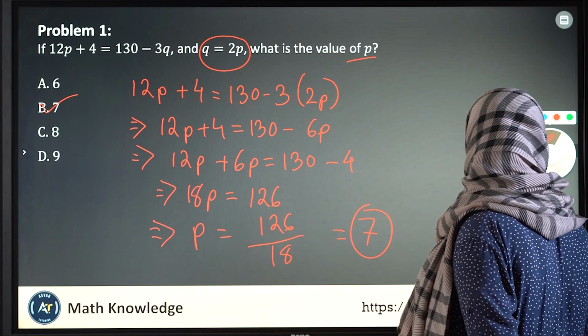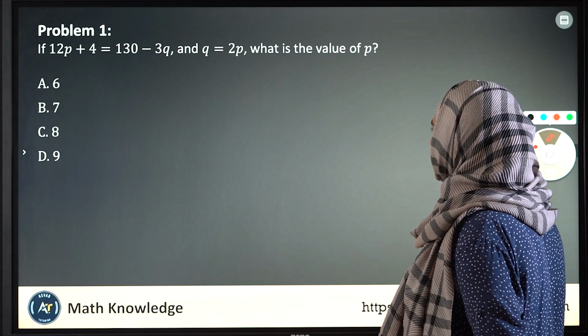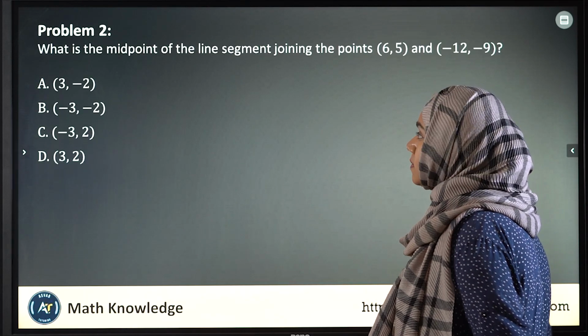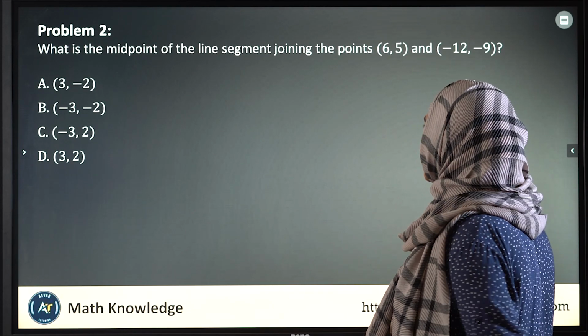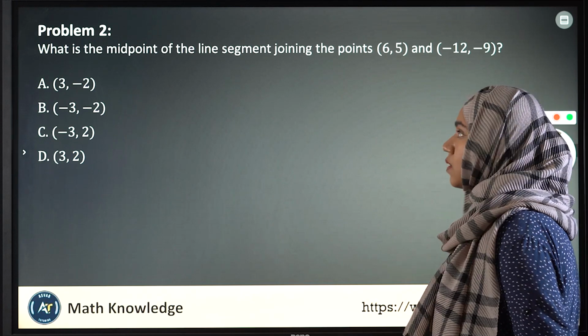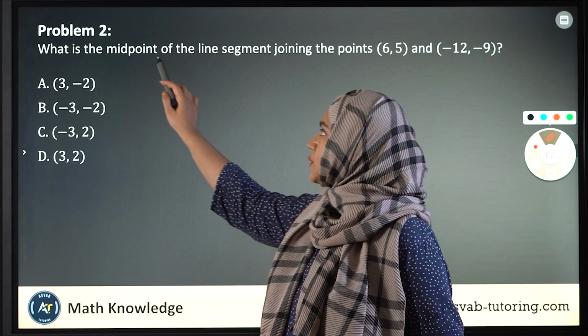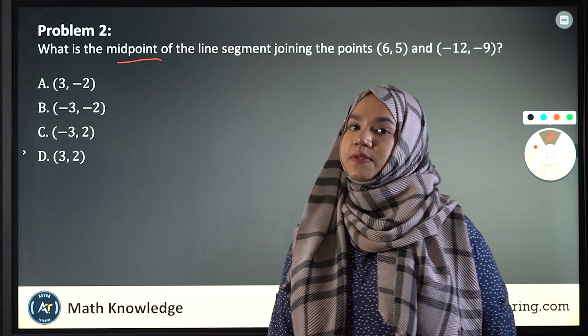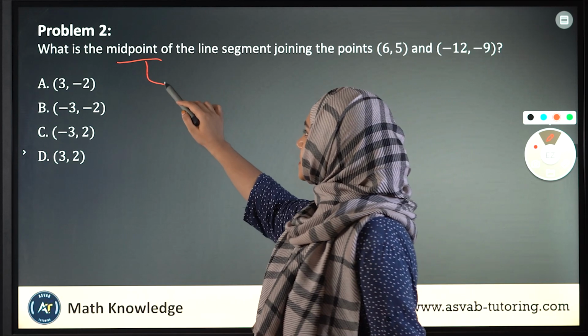Let's move on to the next question, all right? Let's clear this. Let's go to problem number 2. What is the midpoint of the line segment joining these 2 points? First of all, it's a part of coordinate geometry, which means that you do need to remember the formula for a midpoint, okay? So what is the formula?